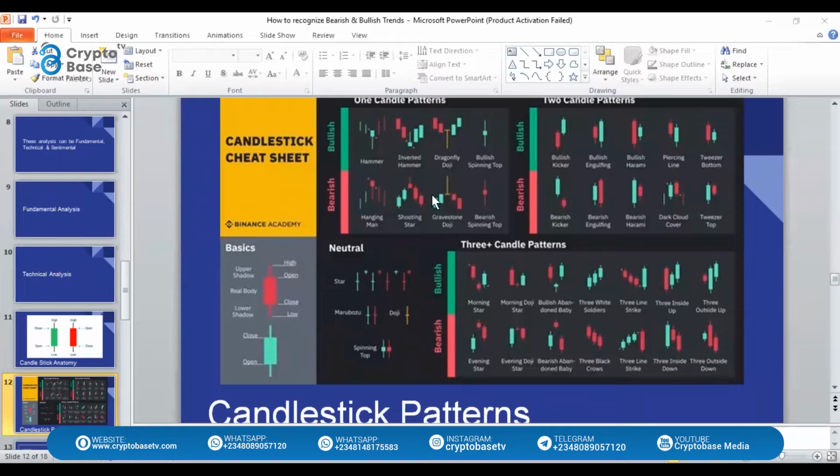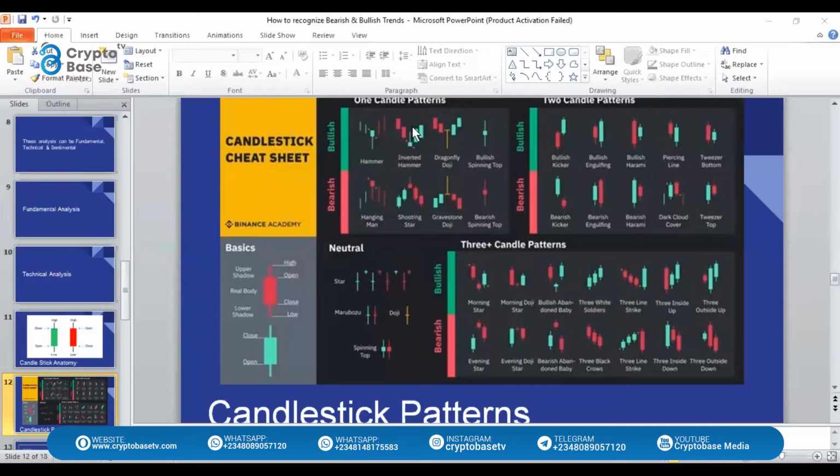If you see a hammerhead in a downtrend, it means one thing. It is possible that the chart is about to reverse. That's what we call a trend reversal. If you can see a hammerhead, that means it is a trend reversal.